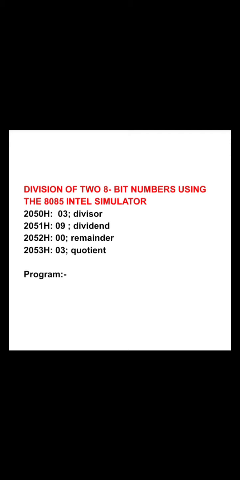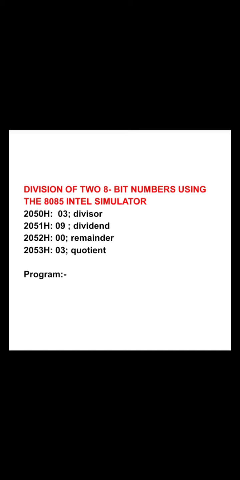We are doing the program for division of two 8-bit numbers using the 8085 Intel simulator. The input 03 is on memory location 2050, which is the divisor, and the second input 09 is on memory location 2051, which is the dividend. We use two other memory locations, 2052 and 2053. 2052 is for the remainder and 2053 is for the quotient. 09 divided by 03, then we get remainder 00 and quotient 03.